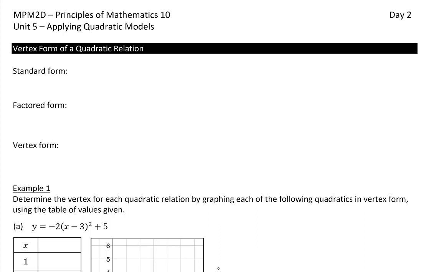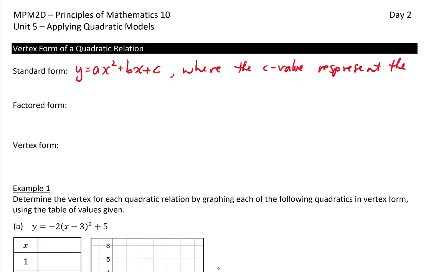Today we're going to look at the vertex form of a quadratic relation. So far we have looked at two other forms. We have looked at standard form, which looks like y equals ax squared plus bx plus c, and that is where the c value represents the y-intercept. So it would be (0, c).